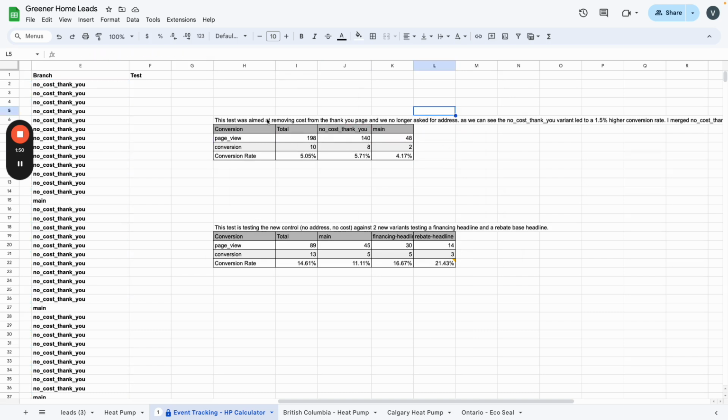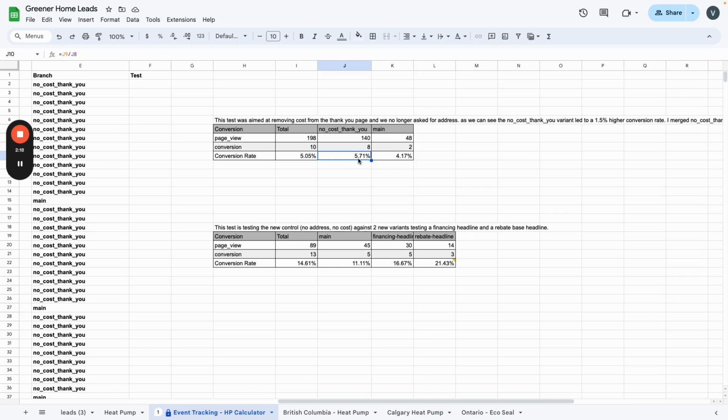And so let me make sure I updated these parameters correctly. I did. And so I ran this test. I threw more traffic to the test landing page than I did the main, because we already had a ton of data for main prior to that to see what the conversion was. And you can see that it was 198 page views, so 198 clicks. The no cost thank you landing page, which was just to change the landing page, and then we removed one question, increased the conversion rate from 4.17% to 5.71%, which is a 1.54% increase.